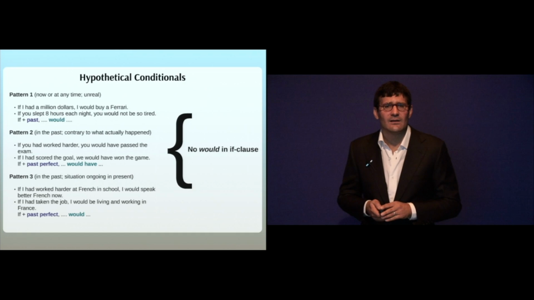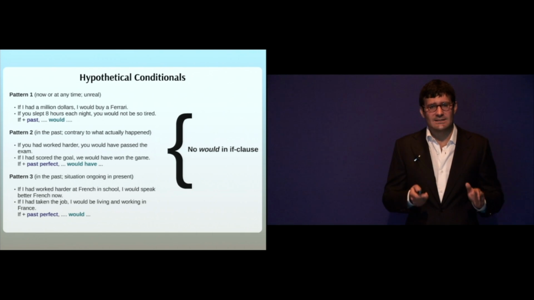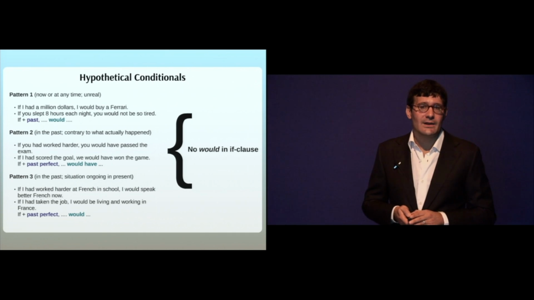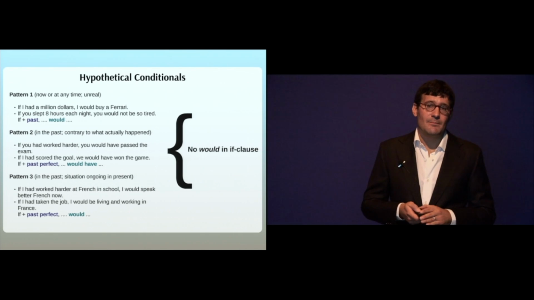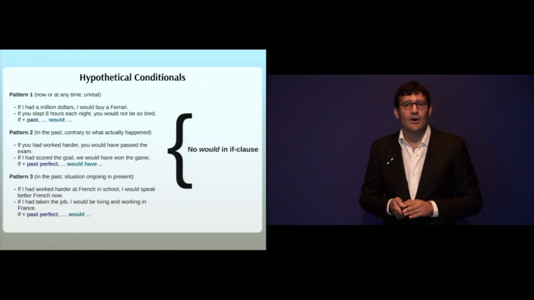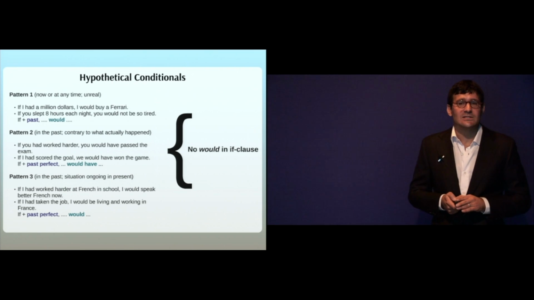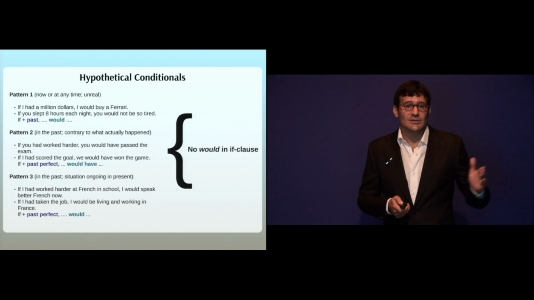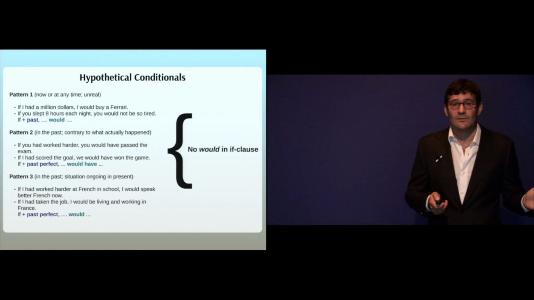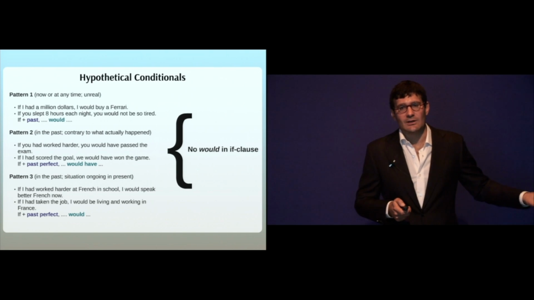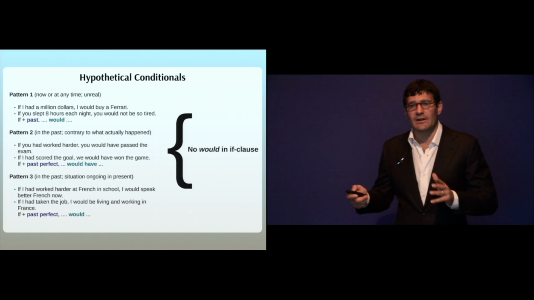And the pattern there is if plus past perfect. The past perfect is in the if clause, and the would have is in the main clause. Pattern 3 is something that happened in the past, but the situation is ongoing in the present. If I'd worked harder at French in school, I would speak better French now. So obviously, if I'd worked harder at French in school is a situation in the past. I'm no longer in school. If I'd worked harder back then, maybe when I was a teenager in school, I would speak better French now.